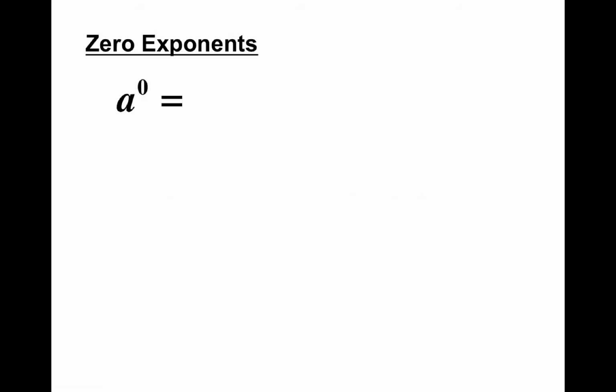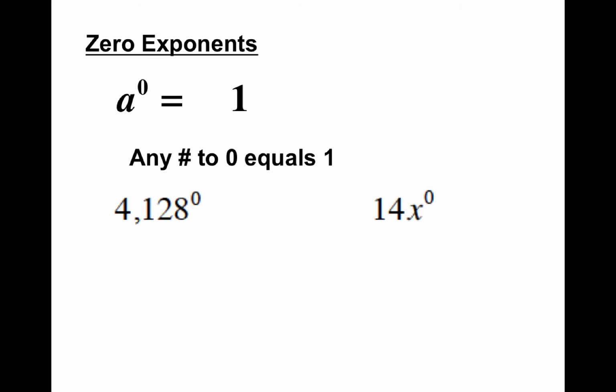Zero exponents: if you have a base to the 0 power, it will always equal 1. So any number to the 0 power is going to be 1. So 4,128 to the 0 power is 1.